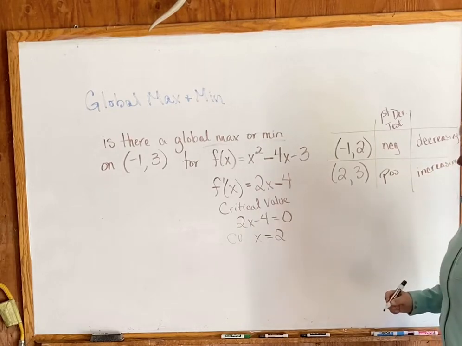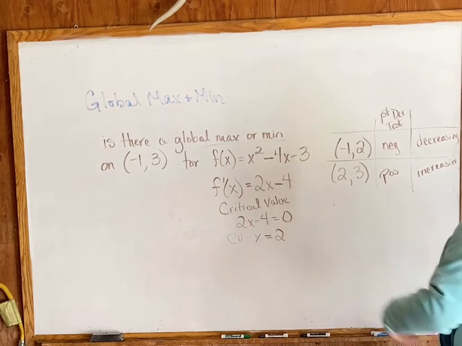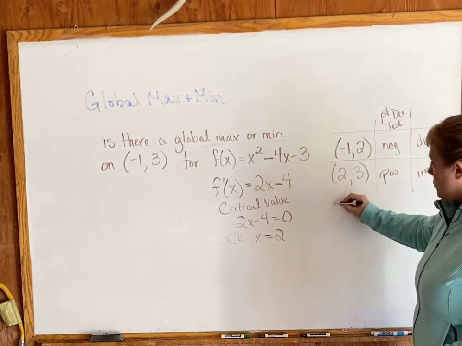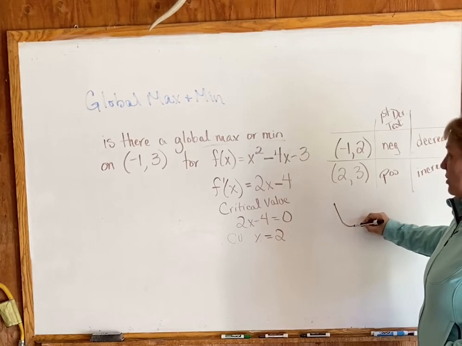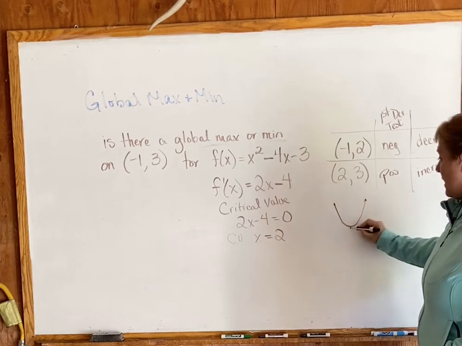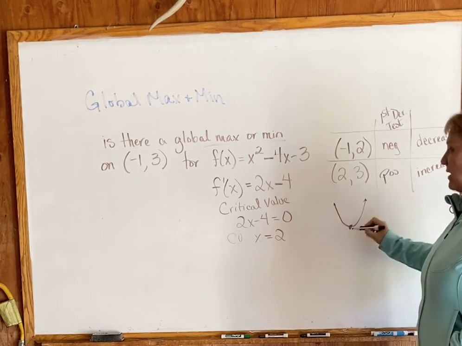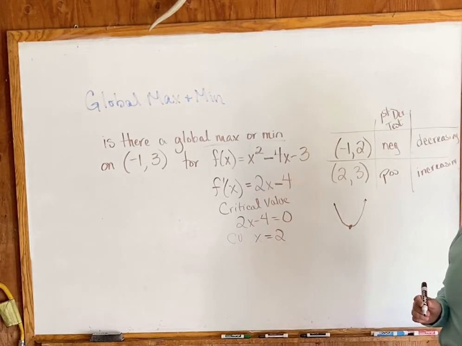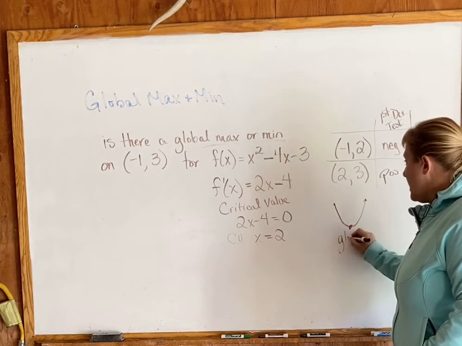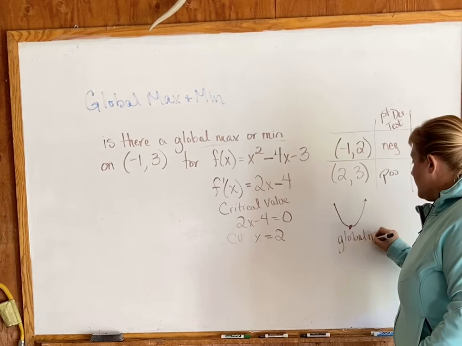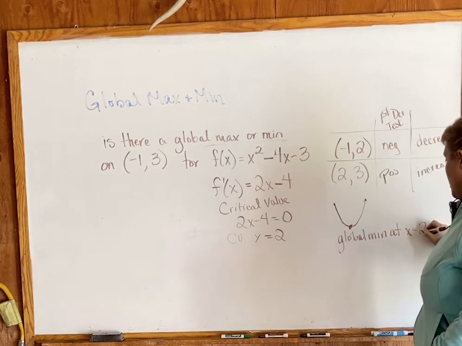So what I want you to think about is the function is on the left-hand side from -1 to 2, it's decreasing, and then it hits the critical value, and then it starts increasing. So where it changes at the 2 from decreasing to increasing, what does that give us? It gives us a minimum, right? So we've got that global minimum at x equals 2.